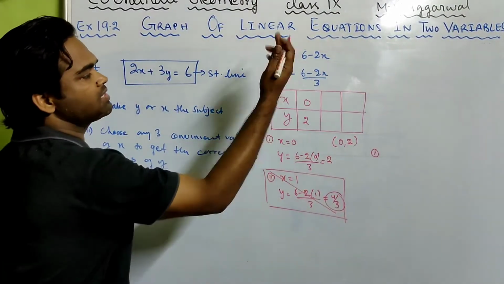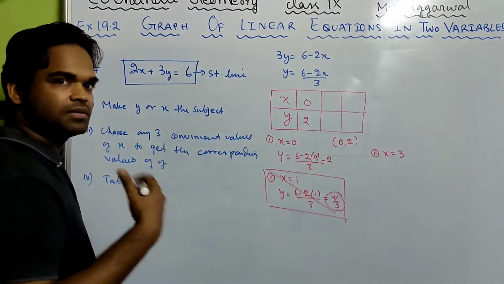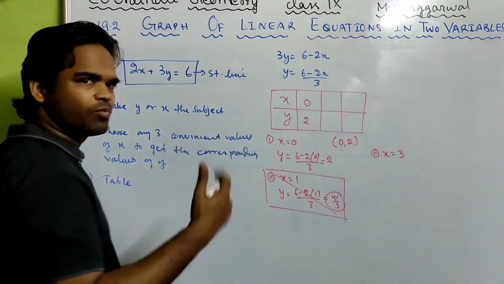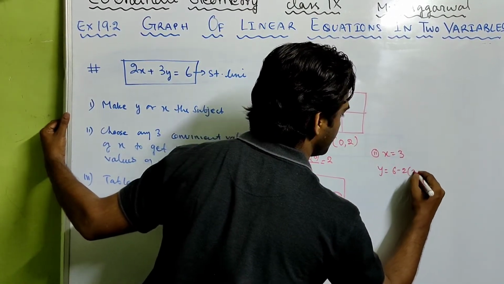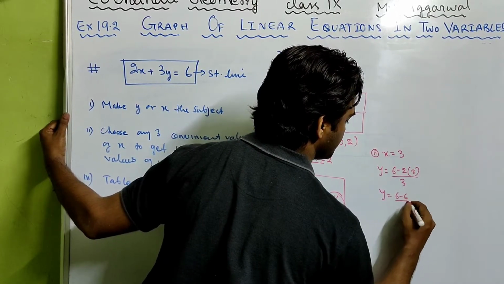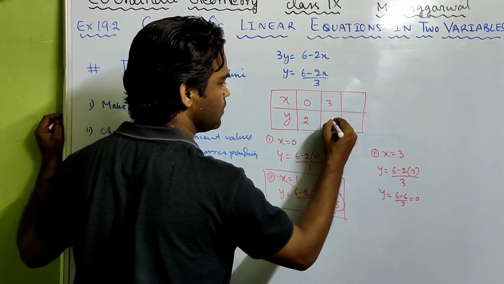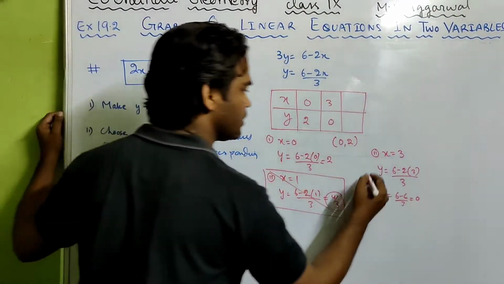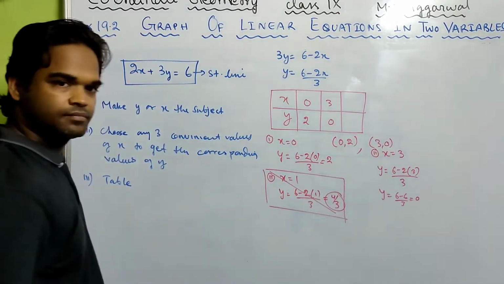Suppose I take x as 3. Look carefully, x as 3. The more you practice, you know what values to take. So y equals 6 minus 2 multiplied by 3, by 3. So y is 6 minus 6 by 3, so 0. So when x was 3, y was 0. So you got your second point, that is (3, 0).